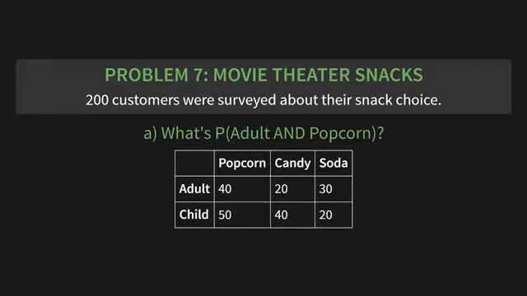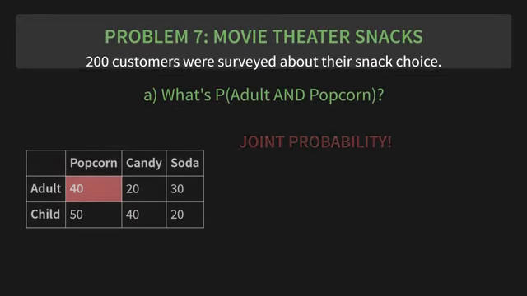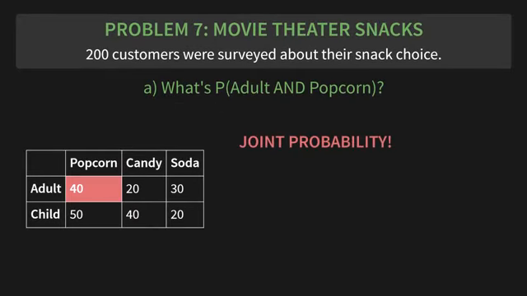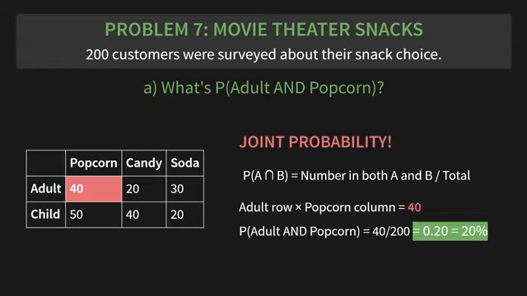First question, what's the probability someone is both an adult and bought popcorn? This is what we call joint probability. We want both things to be true at the same time. They're an adult and they chose popcorn. Look where the adult row meets the popcorn column. 40 customers. Out of our 200 total, that gives us 20%. 1 in 5 customers are popcorn-loving adults.